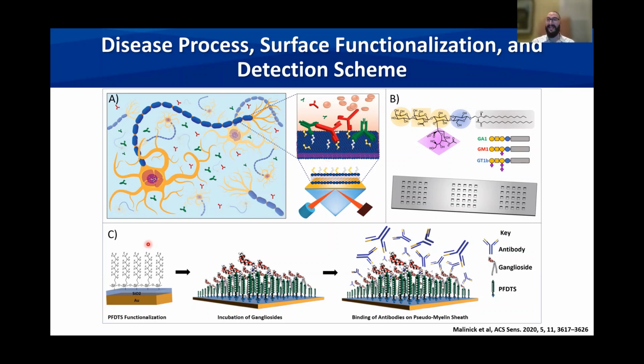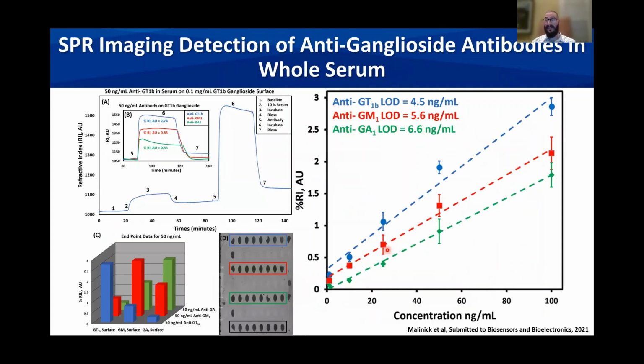So we detect these antibodies using a PFD-TS surface, and then we incubate gangliosides onto them, which self-insert into that PFD-TS surface, allowing for the antigenic binding site to be displayed in a well-organized and easy-to-access manner. So this would be the ganglioside, and this would be the PFD-TS surface. And then we can capture and detect the antibodies of interest, allowing us to detect and monitor the disease's progression. But we need to make sure our surface can actually detect and capture these antibodies.